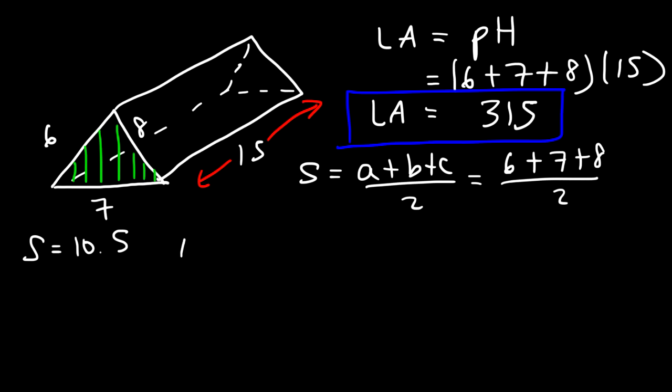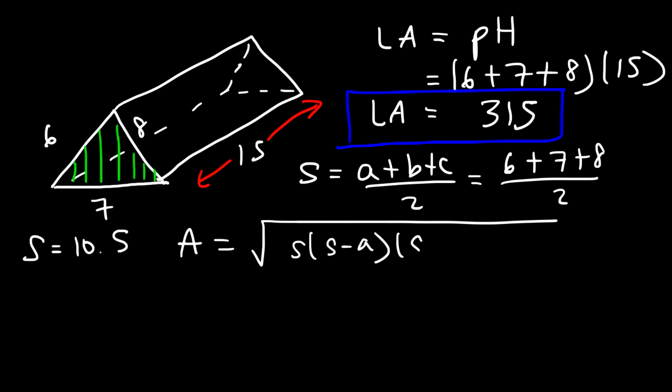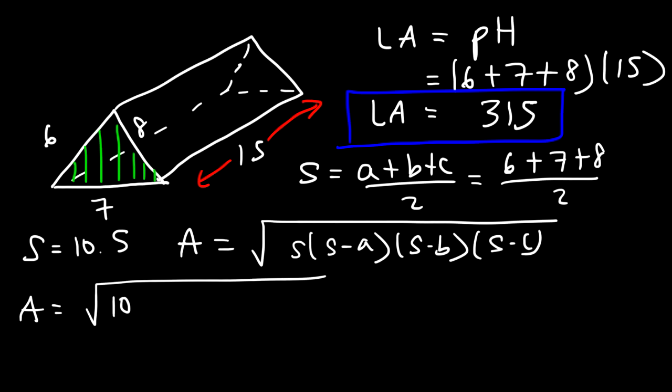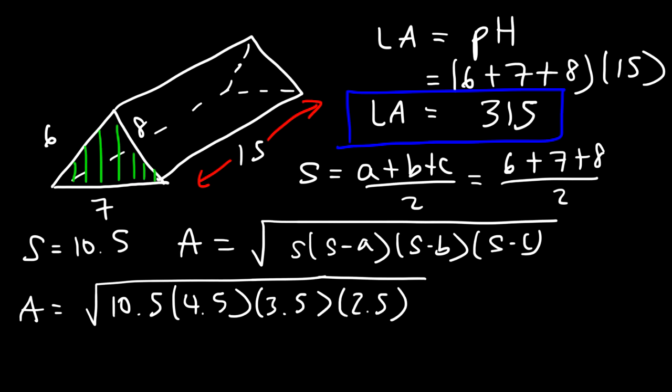Now once you have S, what you need to do is use this formula. So the area is going to be the square root of S times S minus A times S minus B times S minus C. So S is 10.5. And then 10.5 minus A is 6. So 10.5 minus 6 is 4.5. And then B is 7, so 10.5 minus 7, that's 3.5. And C is 8. 10.5 minus 8 is 2.5.